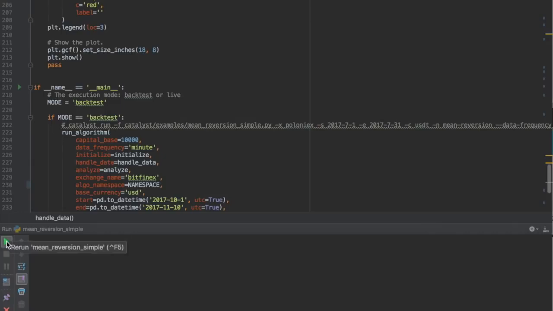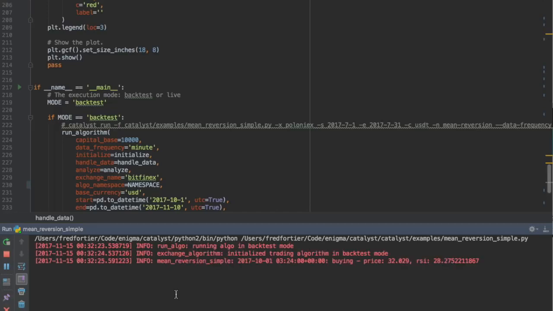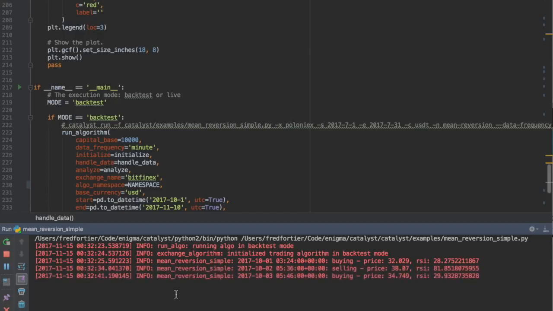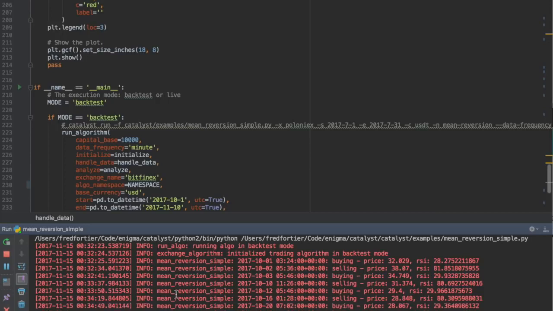It's time to run our strategy now. Since I'm using the run algorithm interface, I can run it directly from my IDE using the Python process. The only requirement is to use the Python environment in which we installed Catalyst. I typically use a virtual environment for this. If you pay attention to the log output, you'll see that the strategy is currently running.